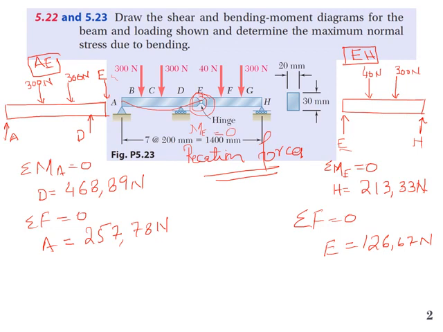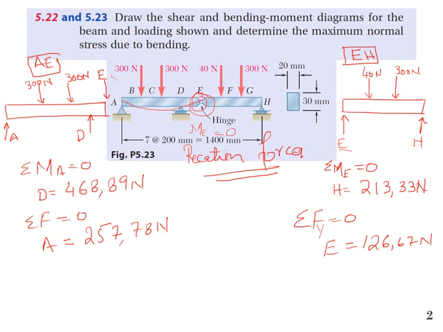Okay, so if you draw the free body diagram, we have E, H, and we have forces over there. So let's talk about segment EH. Sum of moment at E is equal to 0. So H we can find, that is 213.33 Newton. And if you take sum of forces in Y direction, or vertical direction, equal to 0, we can find the value of E, that is 126.67 Newton. And that will be the same E over here.